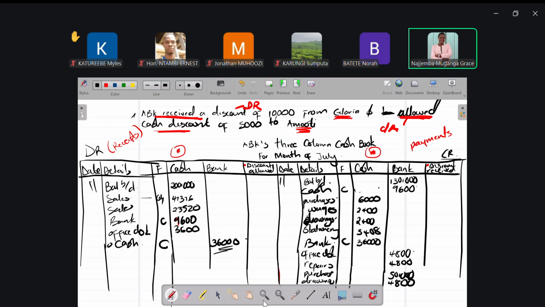So can someone add through quickly? Determine how much do we have as the total on the debit, how much do we have as the total on the credit. Then that will be the closing balance. That becomes the closing balance, which then is used as the opening balance. Please add up.